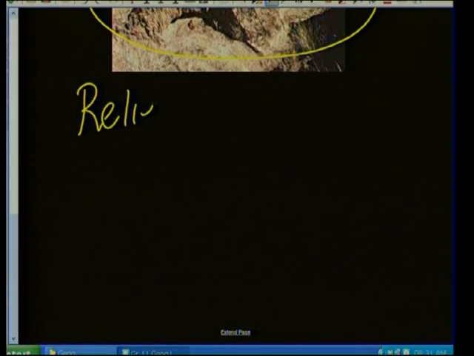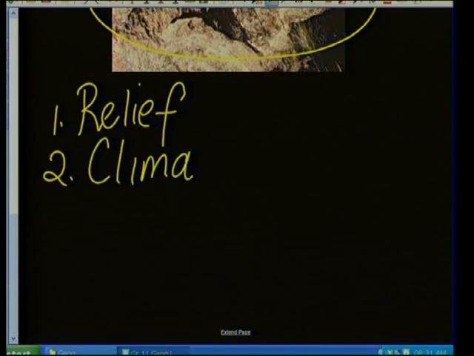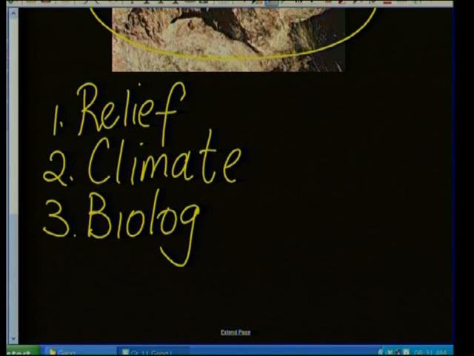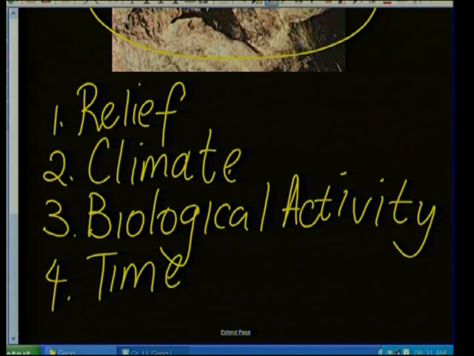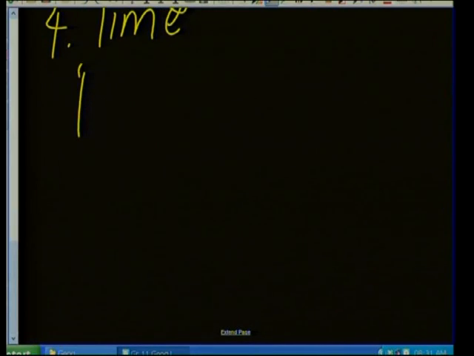And we're going to classify them as follows. Number one, relief. Number two, climate. Number three, biological activity. And lastly, time. Let's look closely at relief.